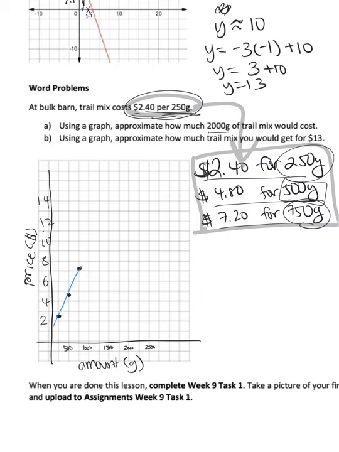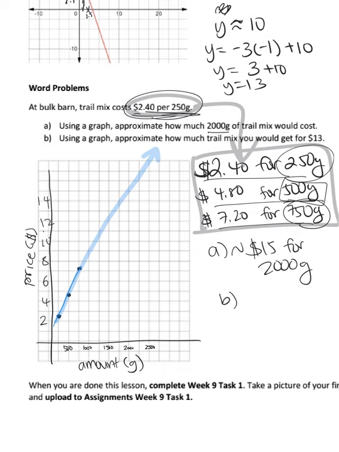Using the graph, we know that this can also actually extend forever and ever, because you can get unlimited, whatever amount of trail mix you want. Using the graph, approximate how much 2,000 grams of trail mix would cost. You go to 2,000 on the x-axis, and you go up to where that meets the graph, and it looks like that's about 15. So $15. We say approximately $15 for 2,000 grams.